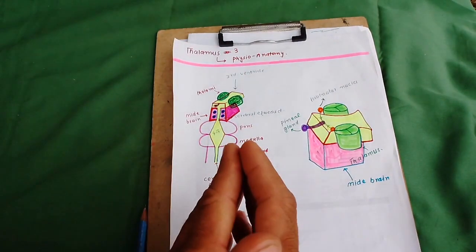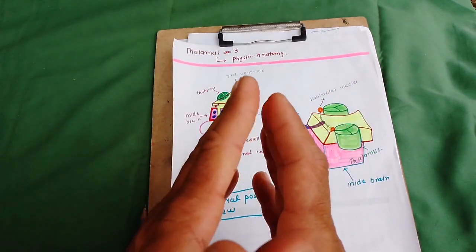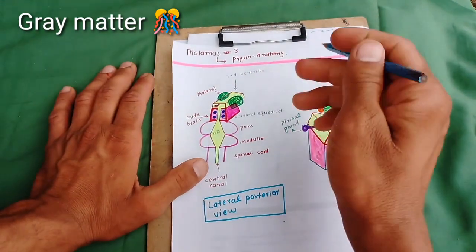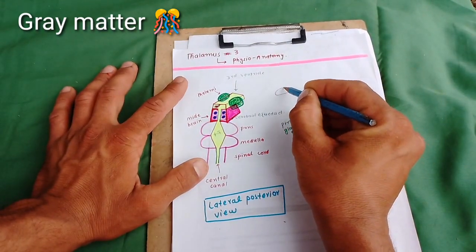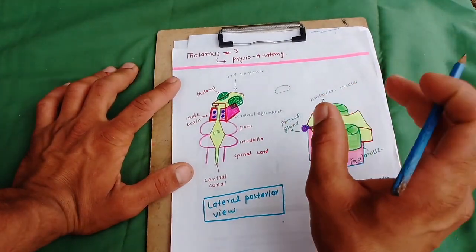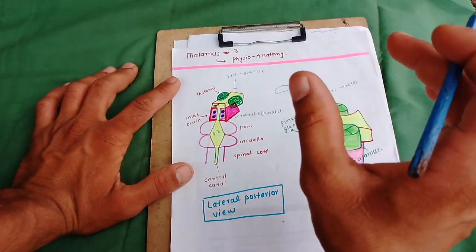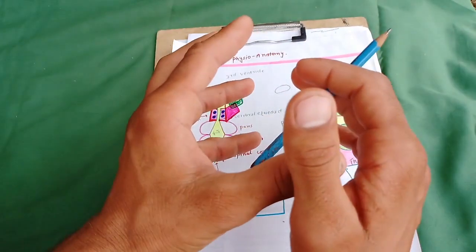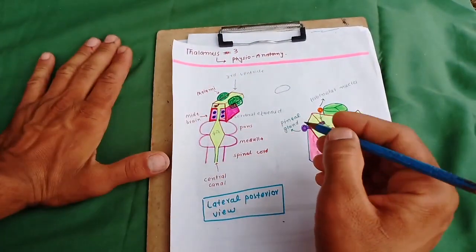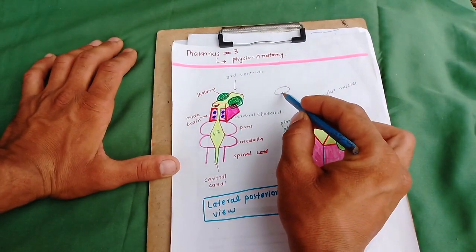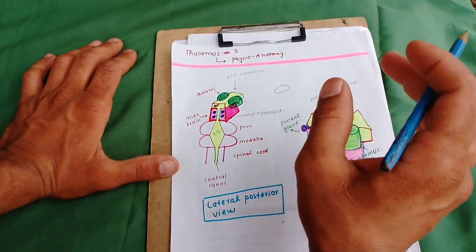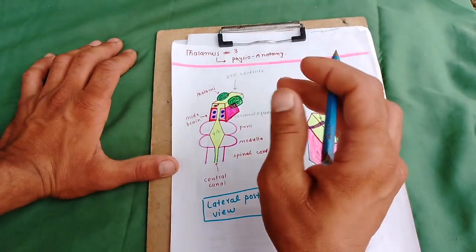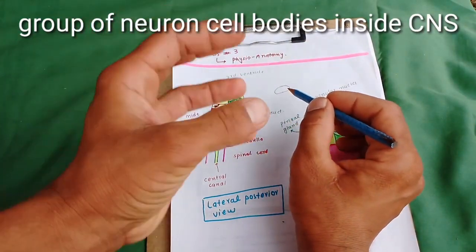What is the thalamus? The thalamus is a huge mass of gray matter. It is an oval, egg-like shaped structure which is present above the midbrain and covers the third ventricle at some level. This is the mass of gray matter. What do we mean by gray matter? One is white matter, another is gray matter. White matter is a group of axons, while gray matter is a group of the cell bodies of the neurons.